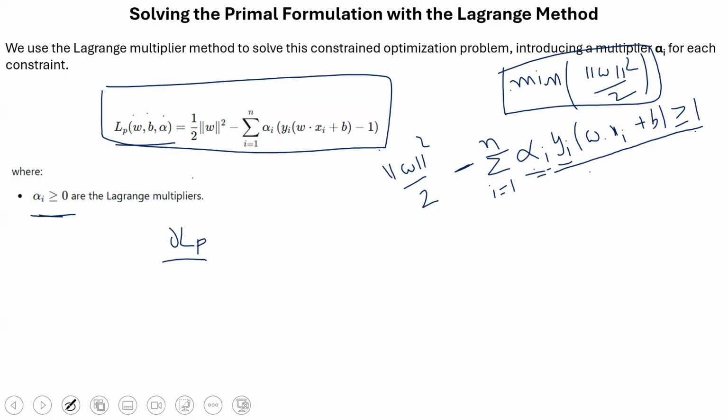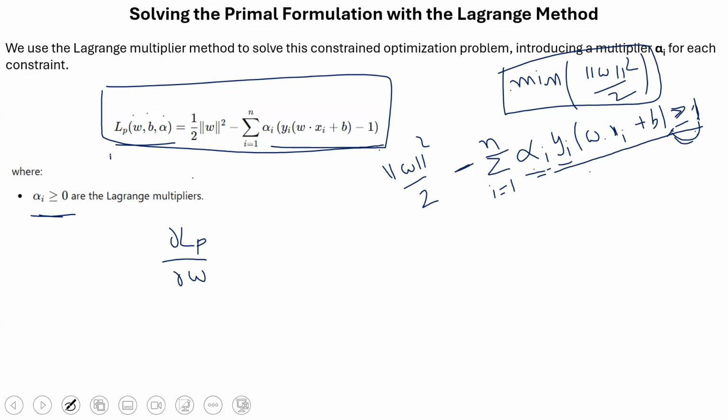Dou of LP by dou of W. Okay. So let's solve this equation. I'm just moving this one from this side to this side. If you want to convert this greater than or equal to 1, I'm moving this to this side so that this becomes alpha i (yi(w xi + b) - 1). So 1 on the right hand side is turning into minus 1 on the left hand side. So now it's as simple as this.